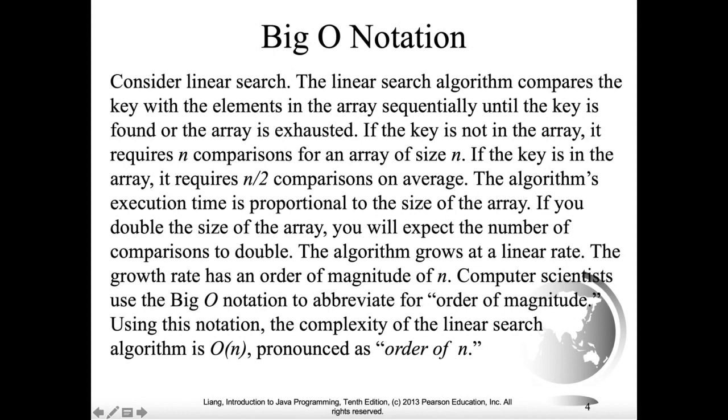So basically, scientists use the big O notation, the abbreviation for order of magnitude, and that's talking about the growth rate of an algorithm, so we can compare algorithms. When algorithms are in order of n, we show it with O, and we pronounce it as order of n. That is going to be our big O notation of growth.